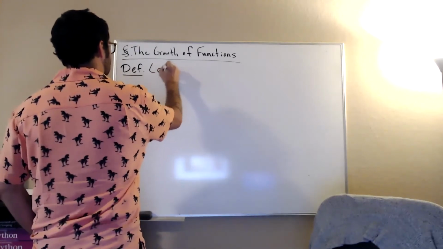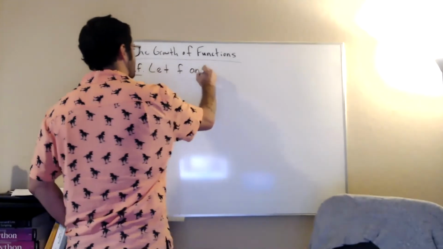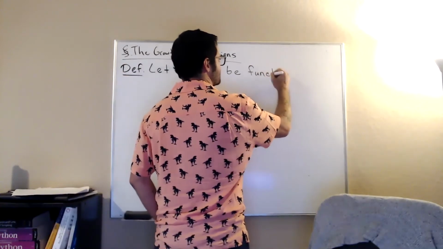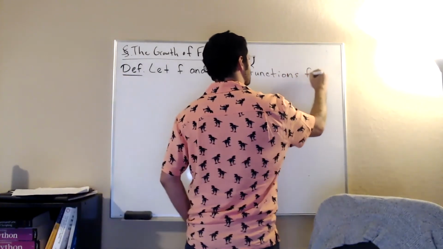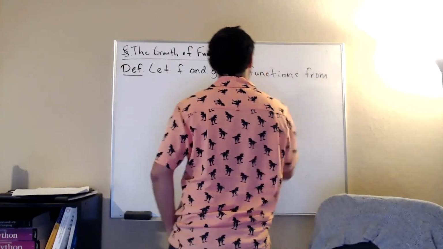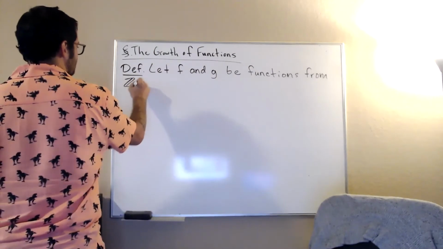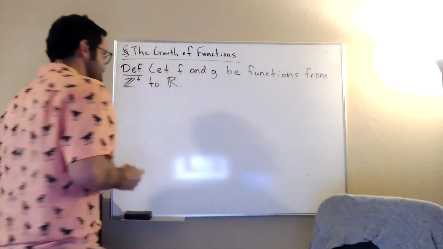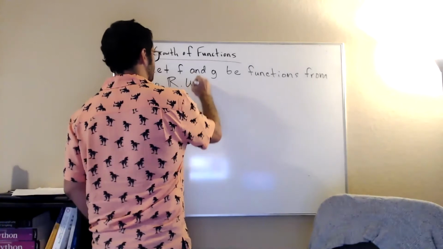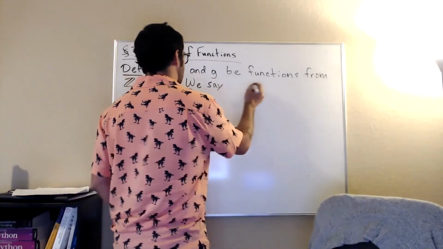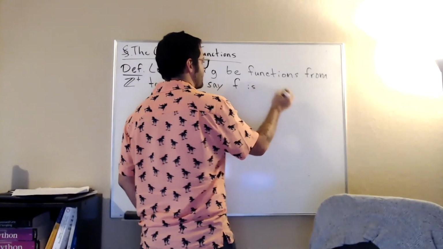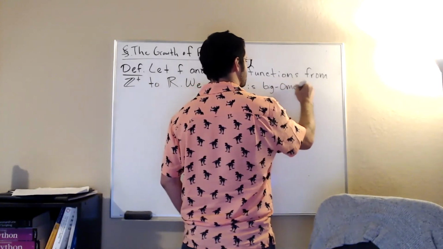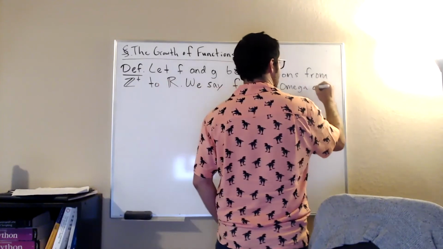Okay, so let f and g be functions from the set of positive integers to the reals. Okay, so we say f is big omega of g.